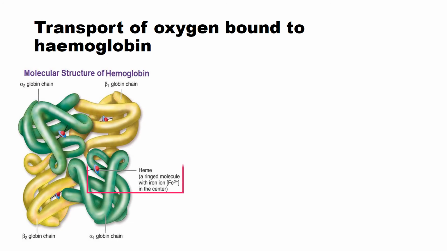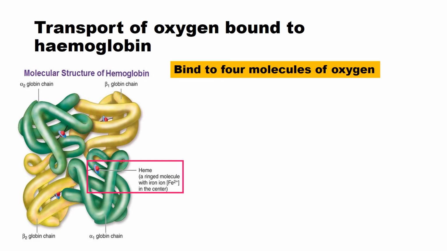Then another structure which is present in the hemoglobin is the heme structure, which is a ringed molecule with the ferrous form of iron in the center. This can combine, as we said, with the molecular form of oxygen, and since we have four heme structures present in the hemoglobin, it can bind with 4 molecules of oxygen.